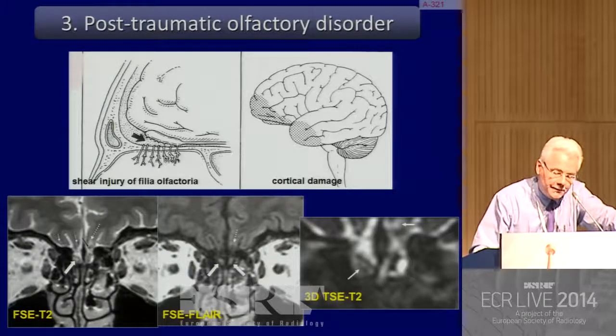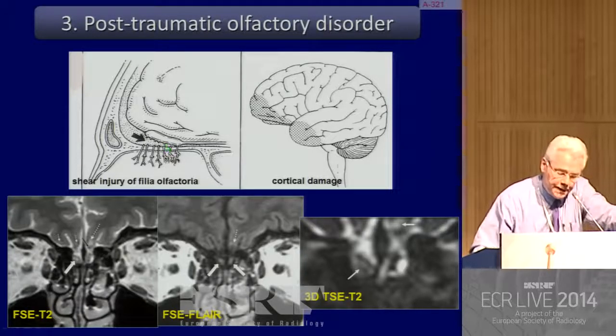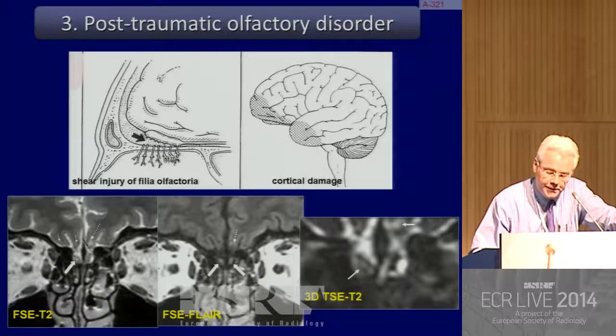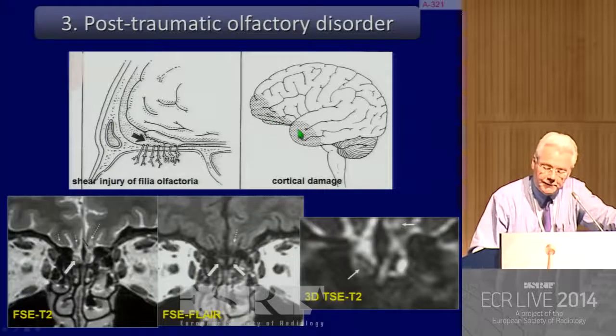The third category of pathology is post-traumatic anosmia. You have two main mechanisms for giving olfactory disturbance. The first one, which is well known, is the shearing injury of the fila olfactoria at the cribriform plate of the ethmoid, and the second is cortical damage, traumatic damage to the olfactory area of projection.